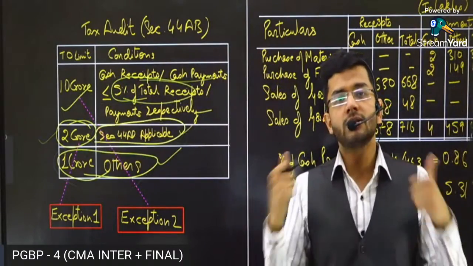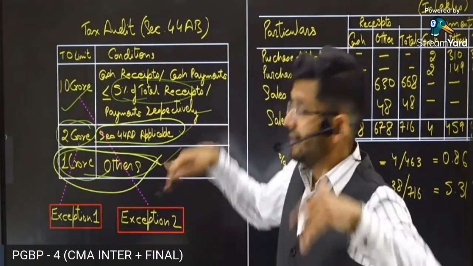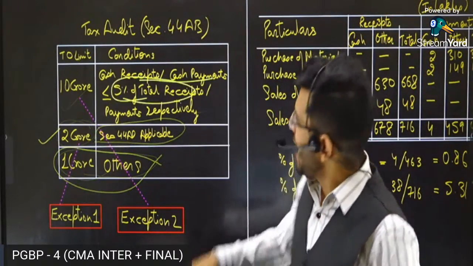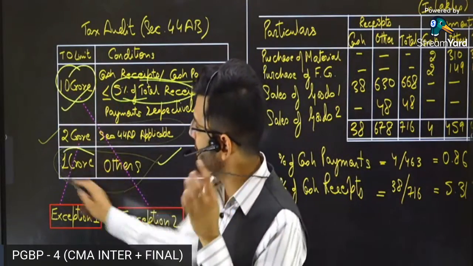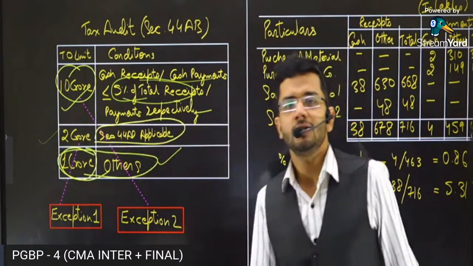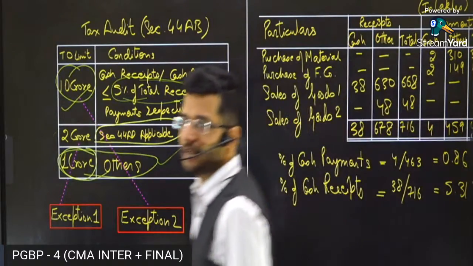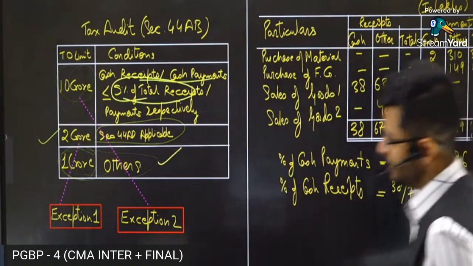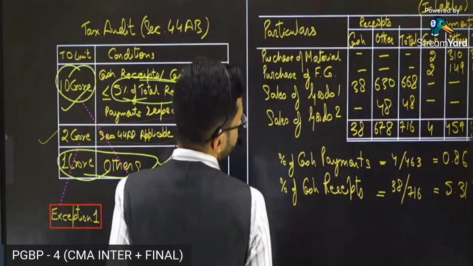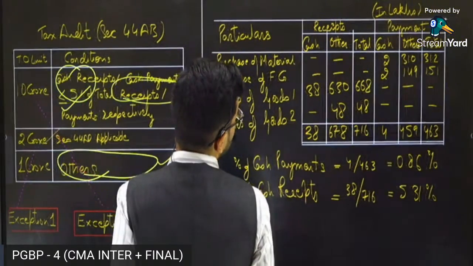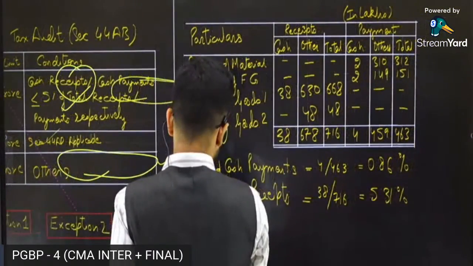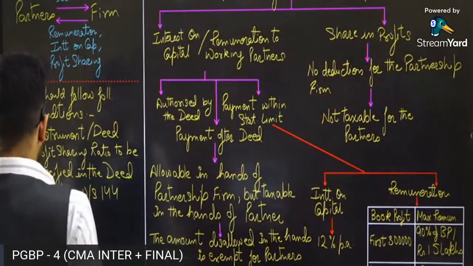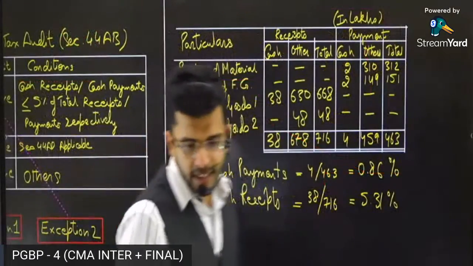Guys, please write in the chat box. My question is: is a higher limit better, or a lower limit better, from the point of view of the assessee? Please write higher or lower. Which limit is better from the point of view of the assessee? That is my question to you. Please write in the chat box.